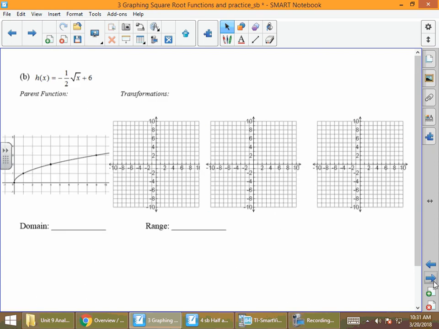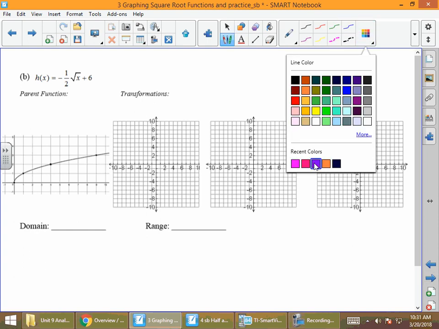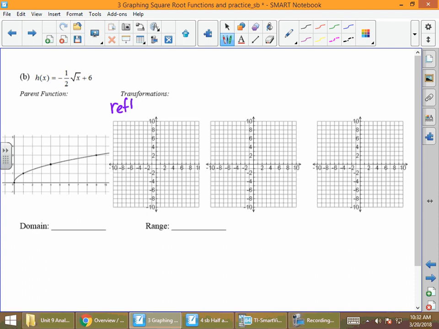Letter B. H of x equals negative 1/2 times the square root of x plus 6. Again, nice that we are given the picture of the parent function. We have 3 transformations in this particular graph. And the first is that we have a negative outside of the function. How does that transform our function? We reflect over the x-axis. That's what's going to happen with the negative.